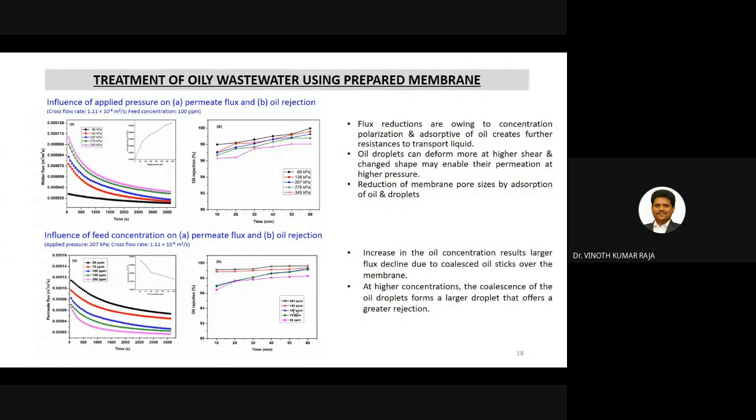Why is it increasing? This is due to the enhancement of oil droplet size and the density of the droplets at higher concentration. Earlier we conducted the oil droplet size study, where the oil droplet size increases with increasing concentration. So with increased concentration the oil droplet size becomes big, and it can be retained on the membrane surface, which facilitates higher rejection. At this higher concentration, the coalescence of oil droplets forms a larger droplet that offers us greater rejection.